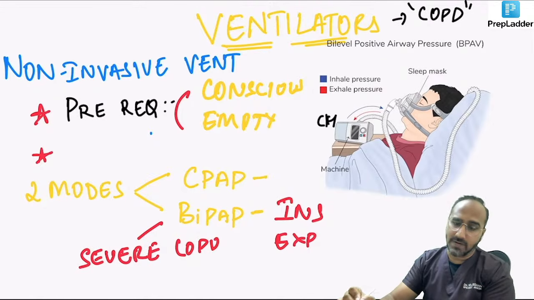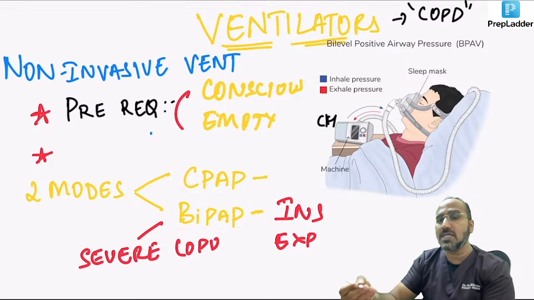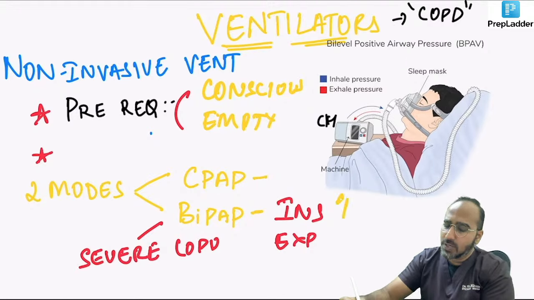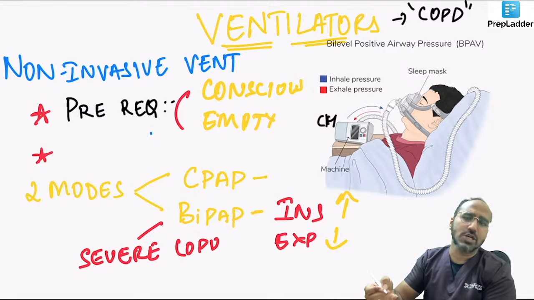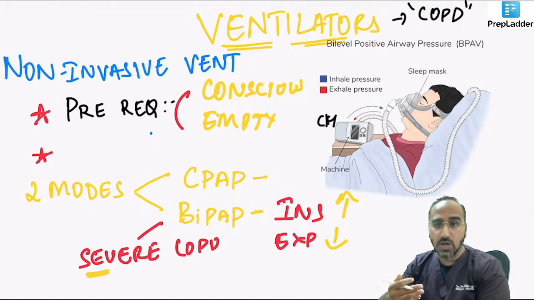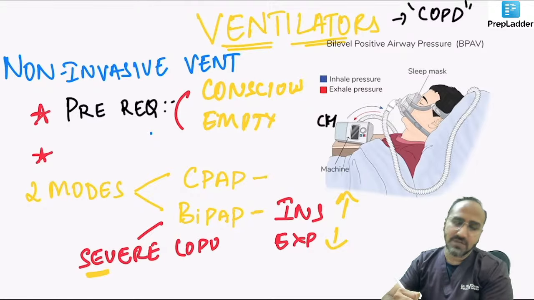There are two modes in non-invasive. One is CPAP, the other is BiPAP: continuous and bi-pressure. Bi-pressure means what? Inspiratory and expiratory. BiPAP means it will produce a higher inspiratory and a lower expiratory pressure. Both are used in COPD patients. BiPAP is used in a patient who is having severe COPD. That is regarding the non-invasive mode. If the patient is not improving on the non-invasive mode, you go for the invasive mode of ventilator.